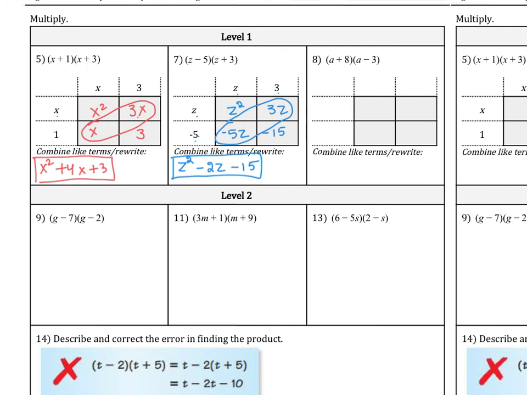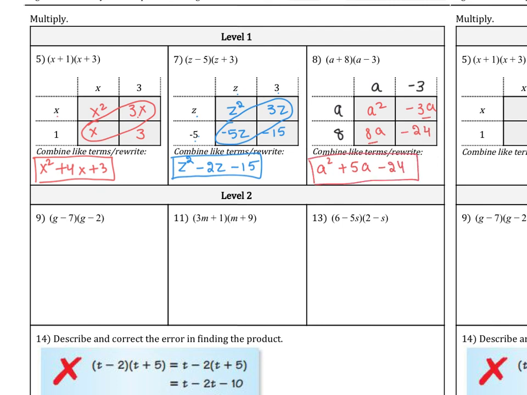Next, we're going to write the negative 3 on the top, a plus 8 on here. a times a is a squared. a times negative 3 is negative 3a. 8 times a is 8a. And 8 times negative 3 is going to be negative 24. Combine 8a with negative 3a. So a squared plus 5a minus 24.